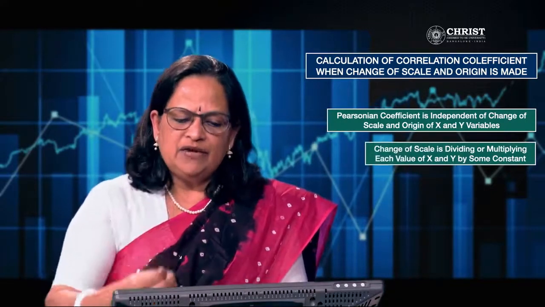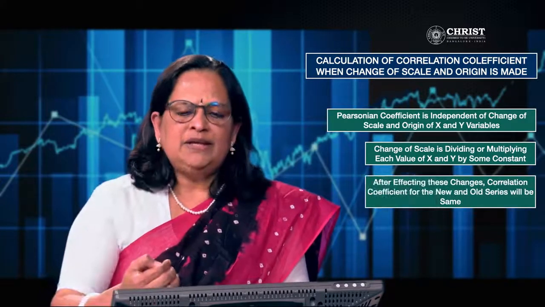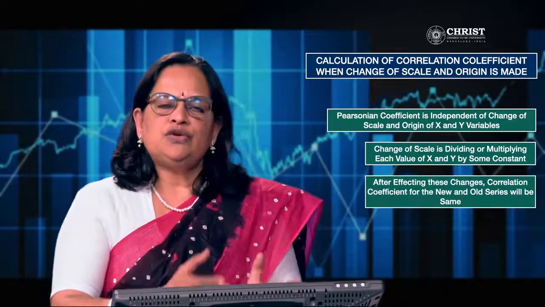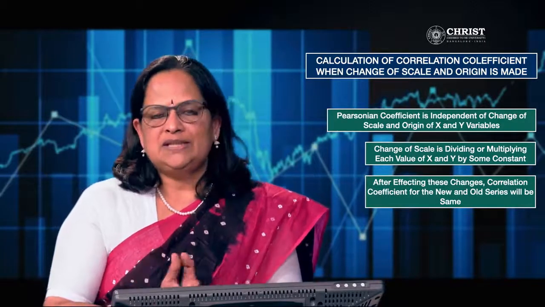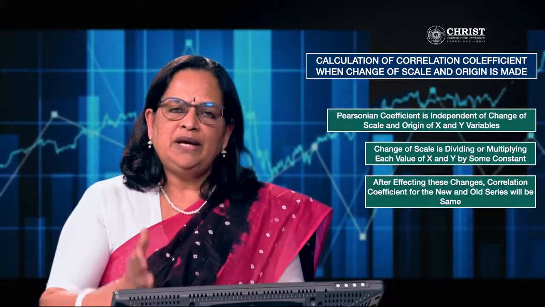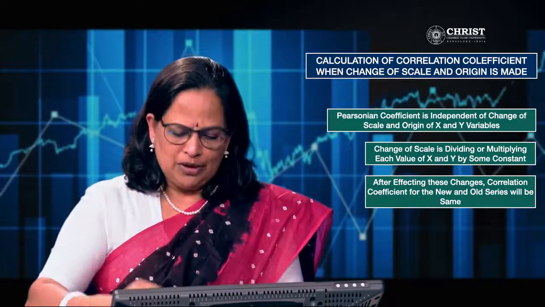Change of scale is dividing or multiplying each value of x and y by a constant value. After making the changes, the correlation coefficient for the new set and the old set will be the same. So this is an important property, and when we do the problems, it will be more clear.